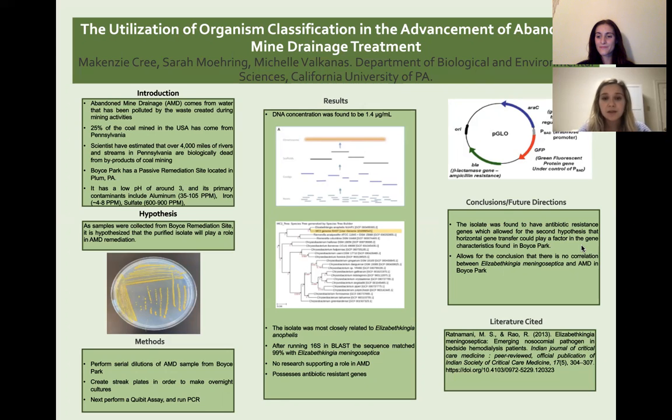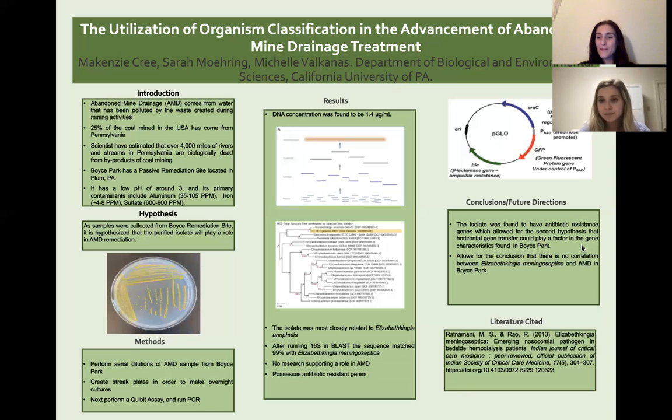Lastly, we found that it possessed antibiotic-resistant genes. It has the bla genes, which encode for beta-lactamase, which is an enzyme that breaks down the antibiotic ampicillin. And as the diagram shows up at the top, you can see where the bla gene is the green arrow. And it can be inferred that horizontal gene transfer can be occurring, which would induce these antibiotic-resistant genes into new organisms that could also be found at Boyce Park.